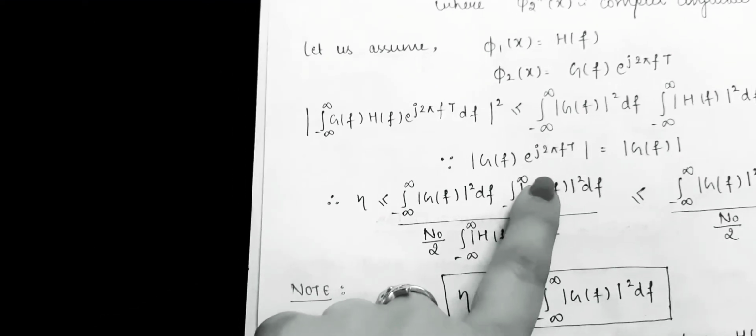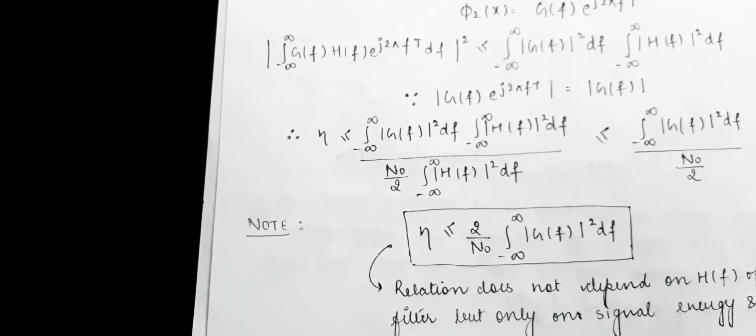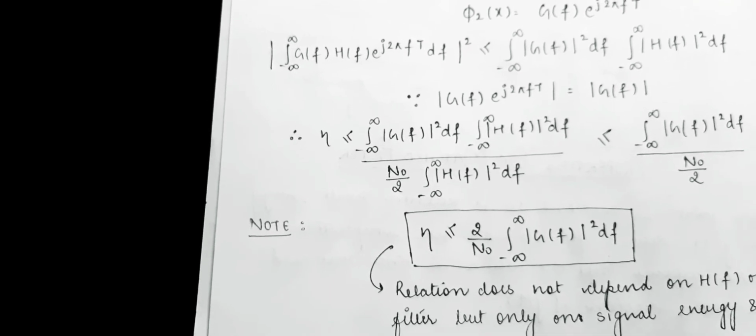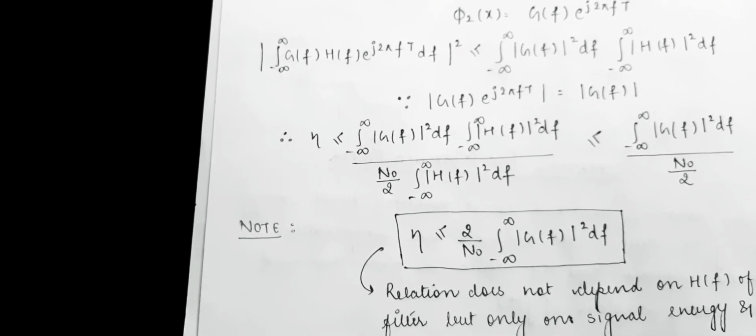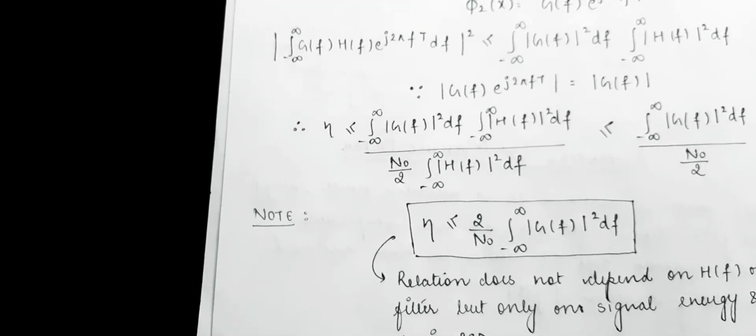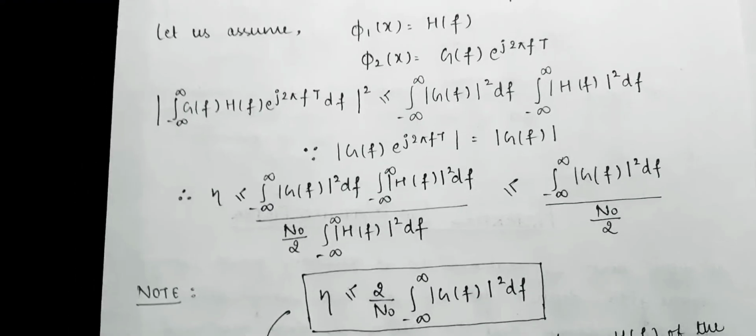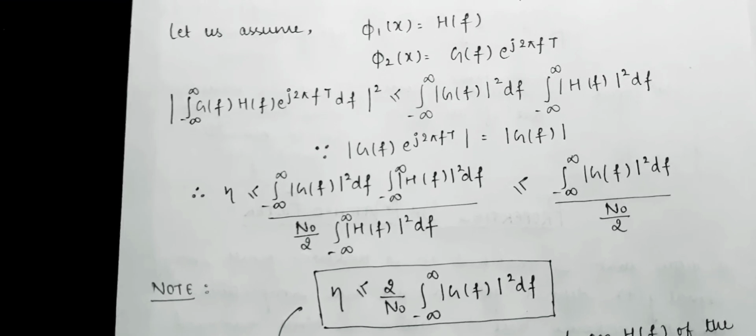Now the mod of G(f) e to the power j2 pi ft is equal to mod of G(f), since the mod of e to the power j2 pi ft is 1 only. So if we put that in the equation, then our eta is less than or equal to integrating from minus infinity to infinity mod of G(f) square df, integrating from minus infinity to infinity H(f) square df, upon N naught by 2 integrating from minus infinity to infinity mod of H(f) square df. Now cancelling H(f) square with H(f) square, we get that eta is less than or equal to integrating from minus infinity to infinity mod G(f) square df upon N naught by 2.